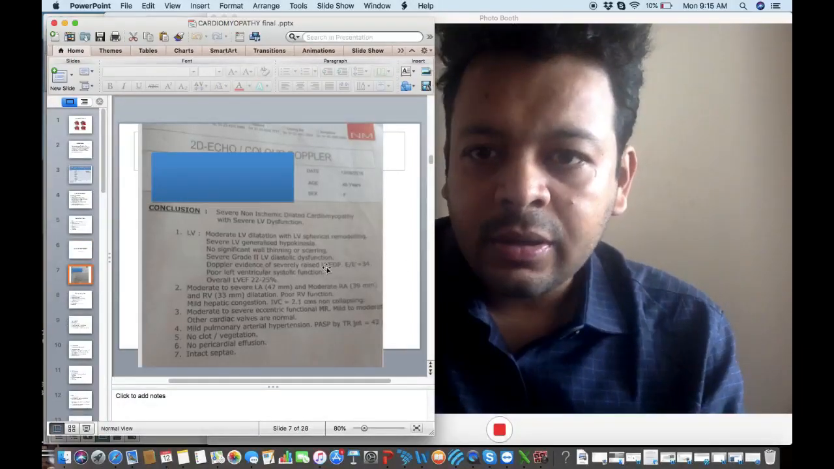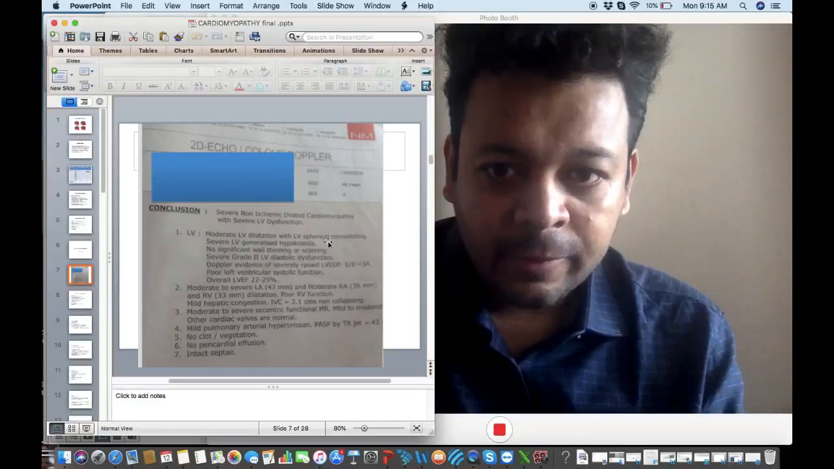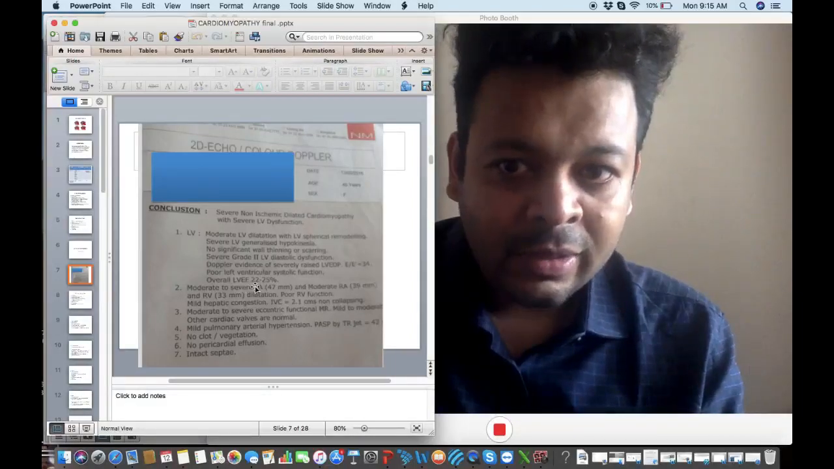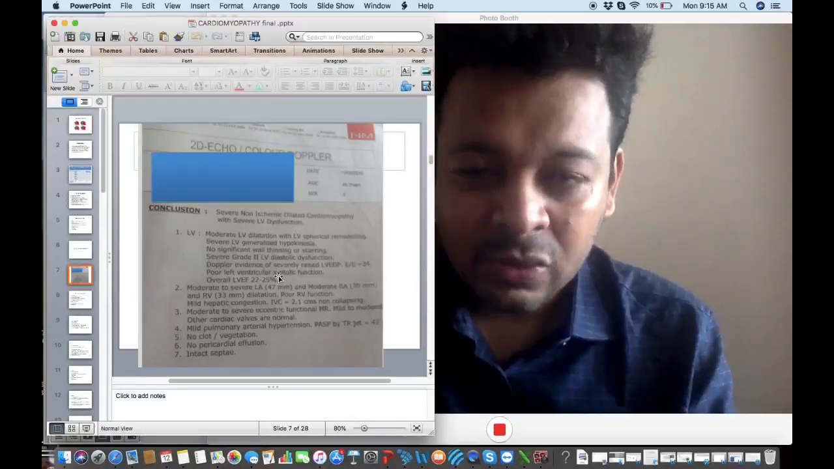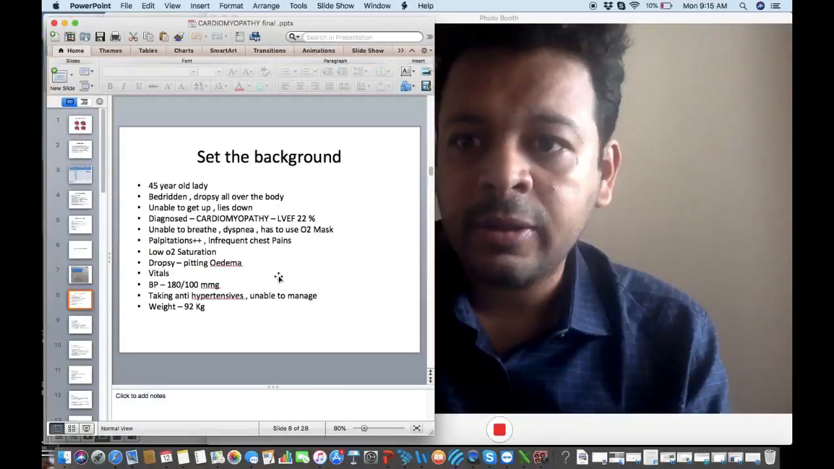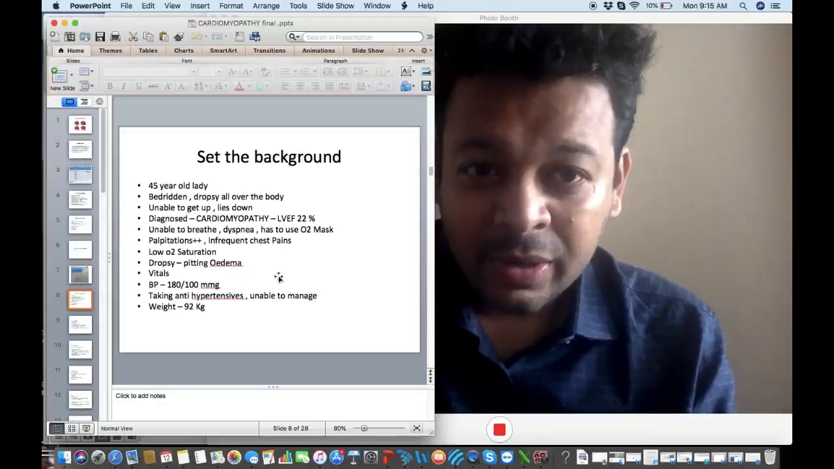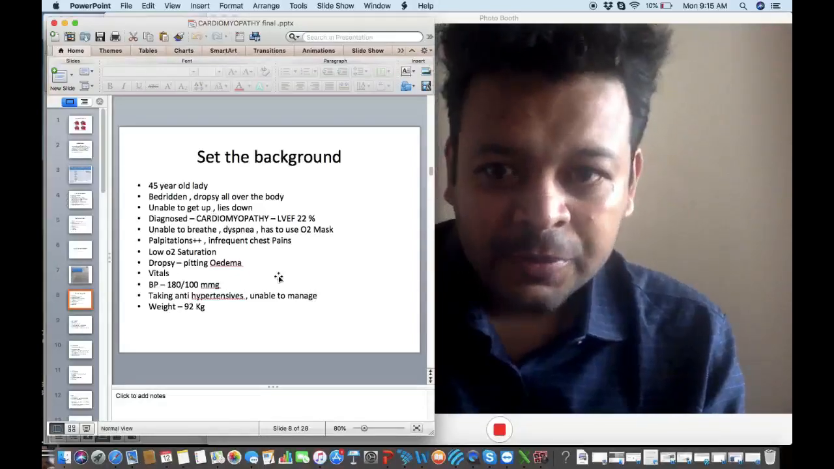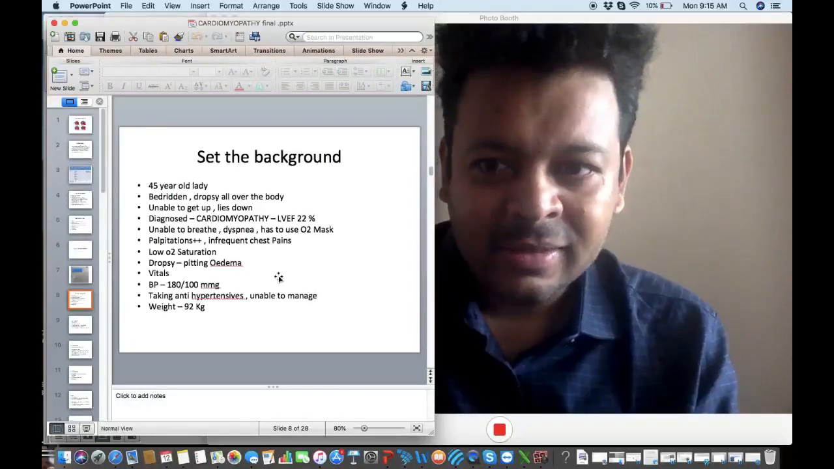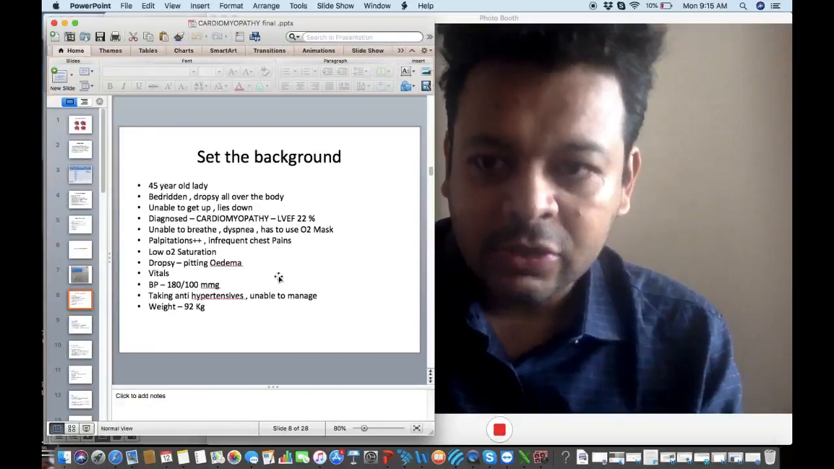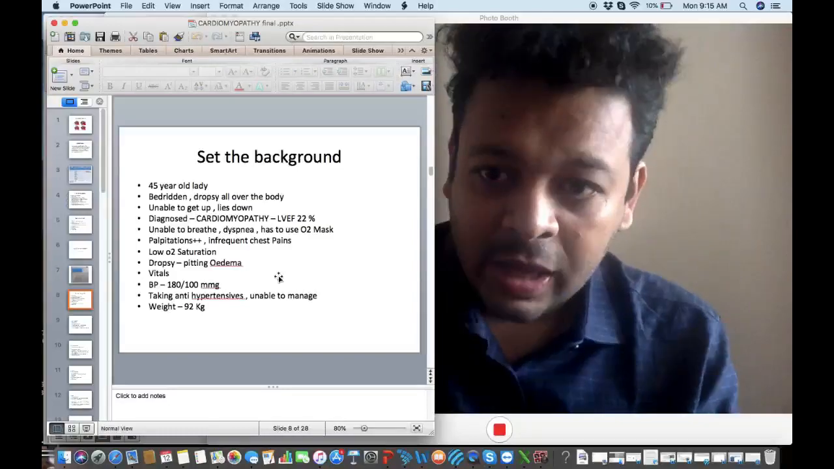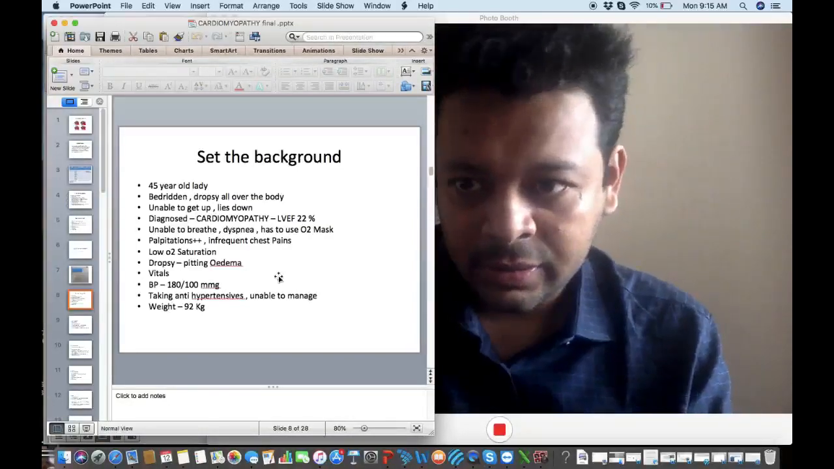You can see here, it was a dilated cardiomyopathy, and the LVEF was only 22%. She was almost breathless, with swelling and ascites all over the body. When I went there, she was bedridden with dropsy. She had to use a mask, and had palpitations, bleeding, low oxygen saturation and blood pressure. She was also hypertensive, and her weight was increasing.